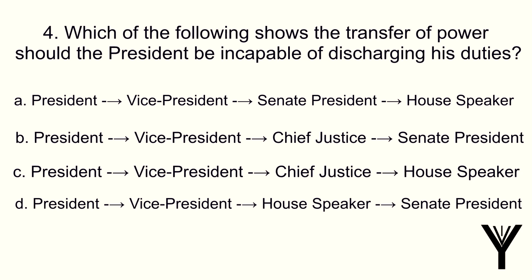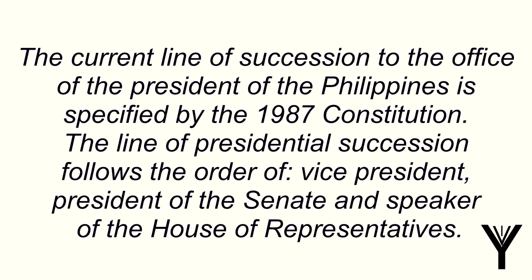The correct answer is A. President, Vice President, Senate President, House Speaker. The current line of succession to the office of the President of the Philippines is specified by the 1987 Constitution. The line of presidential succession follows the order of Vice President, President of the Senate and Speaker of the House of Representatives.